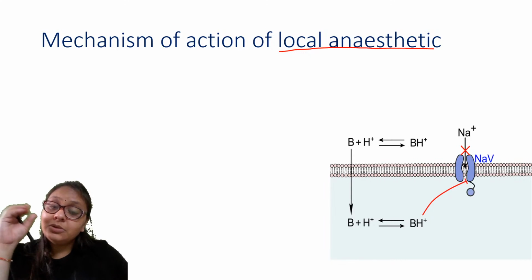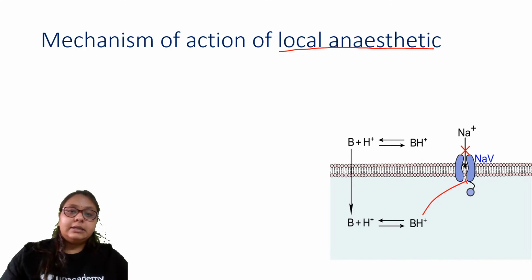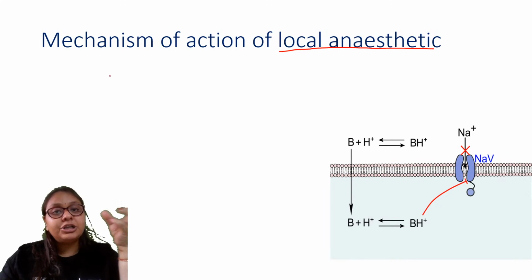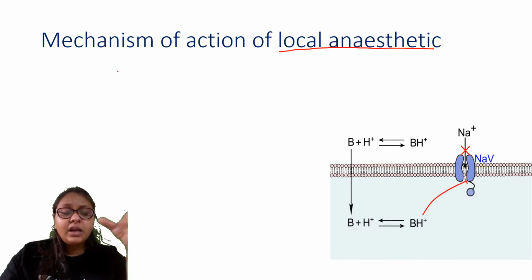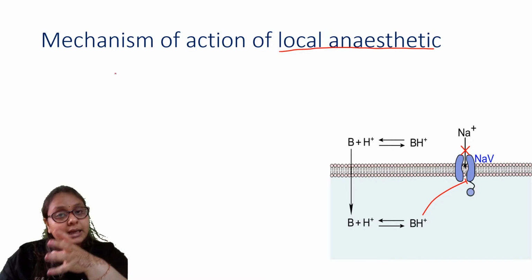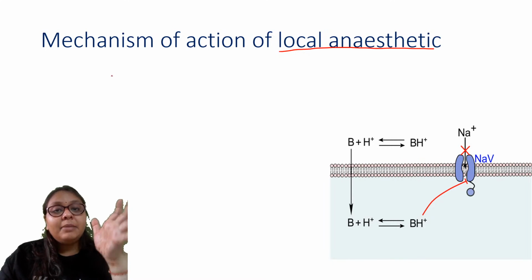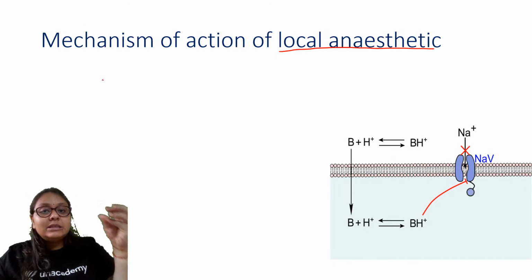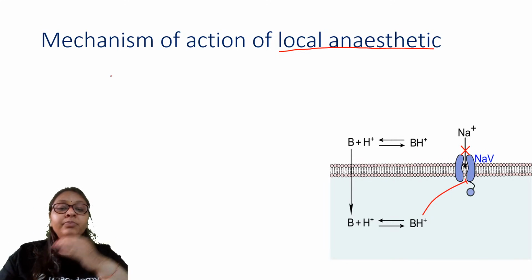Now, how do these local anesthetics work? Okay, the mechanism of action of the local anesthetic. See, first of all, please understand how an action potential is generated in a nerve fiber, and then how these local anesthetics stop the impulse from being transmitted or conducted. How they prevent the generated impulses from being conducted, that is how the local anesthetic works.